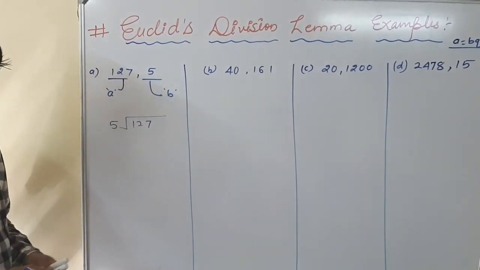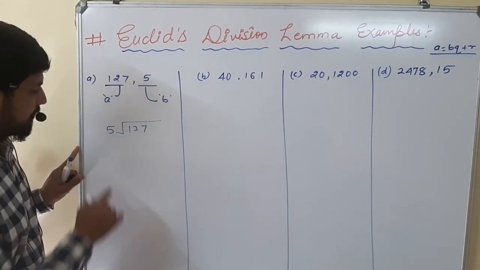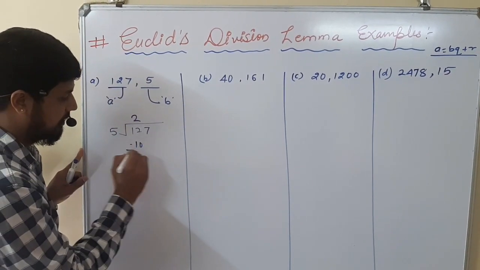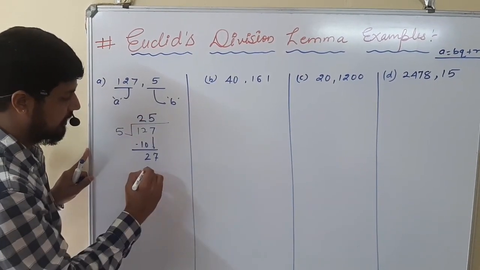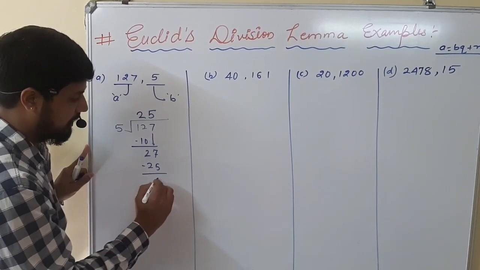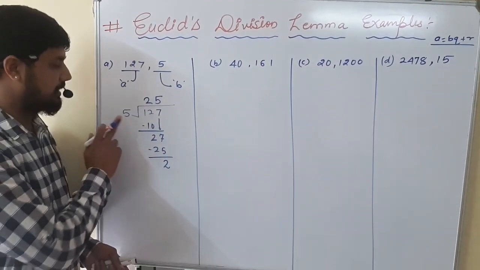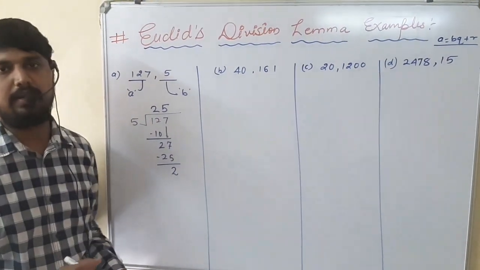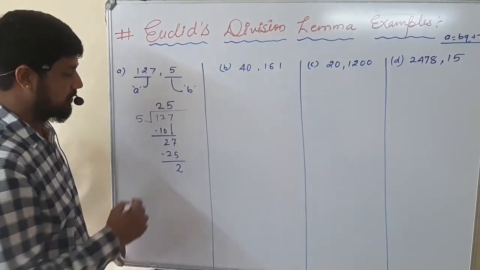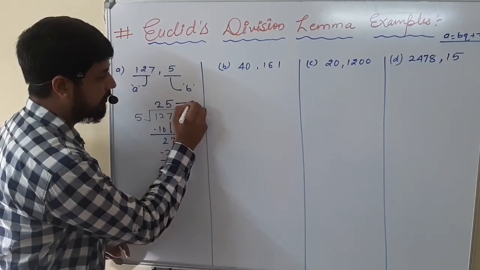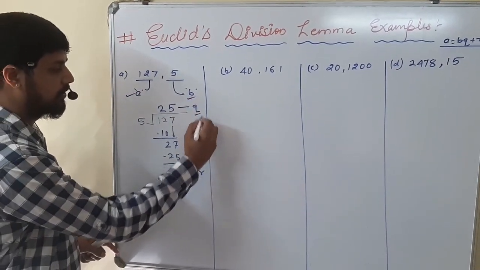Let's perform the division. 127 is divided by 5. 5 2s are 10, the remainder is 2. Then this 7 is carried forward. 5 5s are 25, the remainder is 2. Further division we cannot do because now the remainder is less than the divisor. In the previous video I have already explained that we never take the division into decimals, so we have to stop the division here. From this division we get the value of Q, and here we got the value of R. So now I know a, b, q and r.